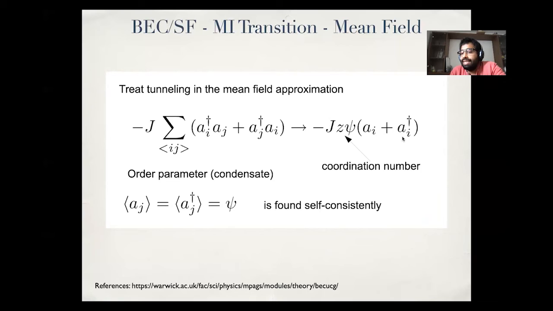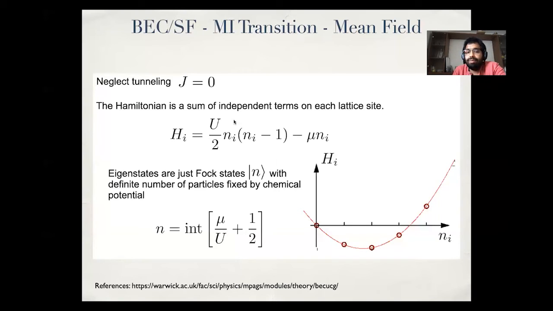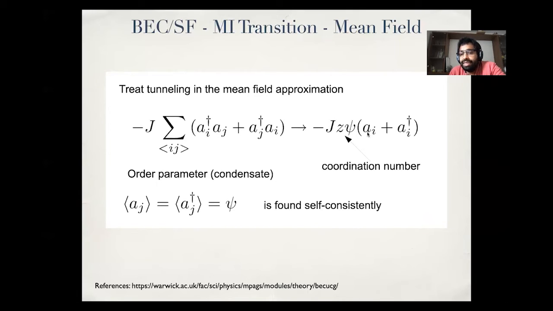It becomes like an individual perturbation to each of the sites. Each site has this Hamiltonian in terms of a_i dagger a_i, and it has basically a perturbation given by this Jz psi (a_i plus a_i dagger). And now we will find the value of this order parameter self-consistently. And of course, a Mott insulator is a scenario where this self-consistent value for psi should be 0, right? Because in that case, I can completely ignore my tunneling. That is the fundamental idea.